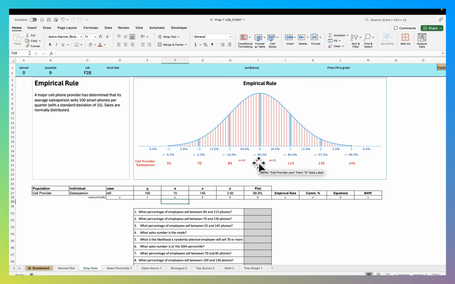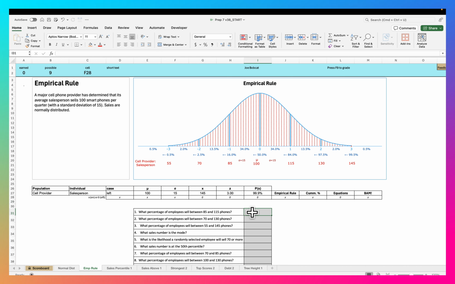We've got the mean of 100, standard deviation of 15. So if you go 100 minus 15 is 85, minus 15 is 70, minus 15 is 55, and on this end, 100 plus 15 is 115, plus 15 is 130, plus 15, 145. And now using this, we should be able to answer all these questions.